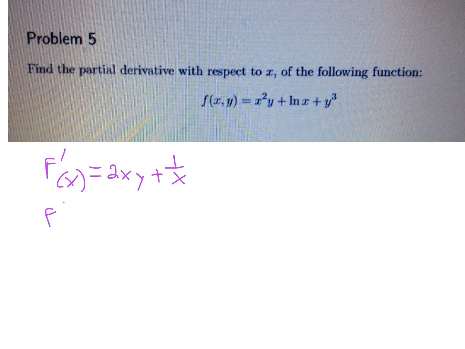In the second part, if we take the derivative with respect to y, we're going to get just x squared because the derivative of y is just 1. Then ln x is not going to give us a derivative because there's no y term there. And then y cubed is going to give us 3y squared. Those are the partial derivatives for that function.